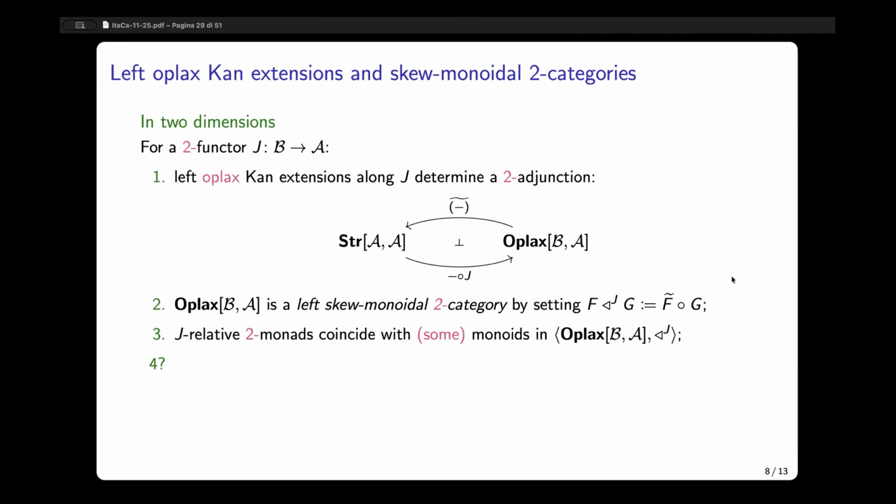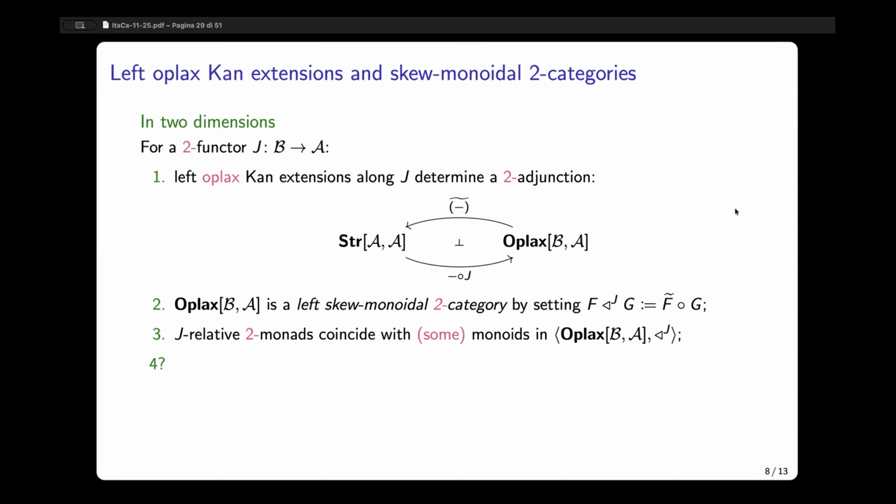What happens in dimension 2, or at least in the setting that we care about? Fixing now a 2-functor as earlier, left Oplax Kan extensions determine a 2-adjunction, if they exist, of course. And indeed, with the same definition, we get that the category of Oplax 2-functors and Oplax transformations from B to A is a left skew-monoidal 2-category. And J-relative 2-monads are now a kind of monoid inside the skew-monoidal category.